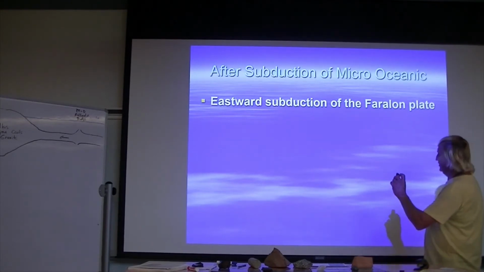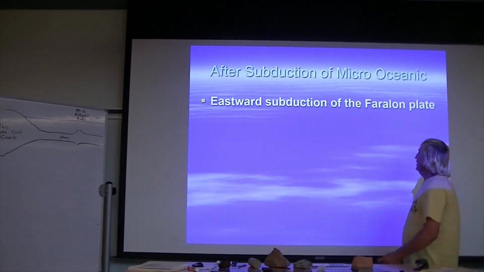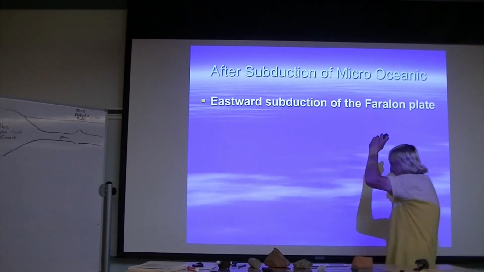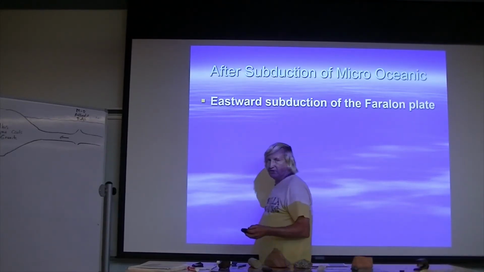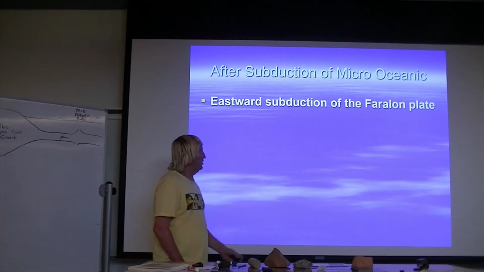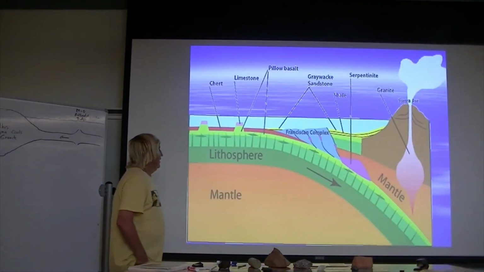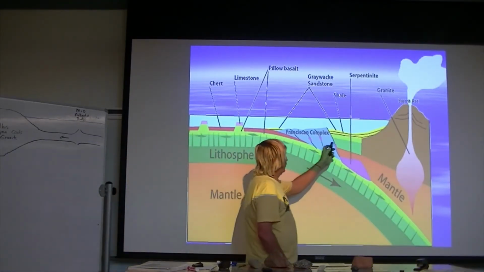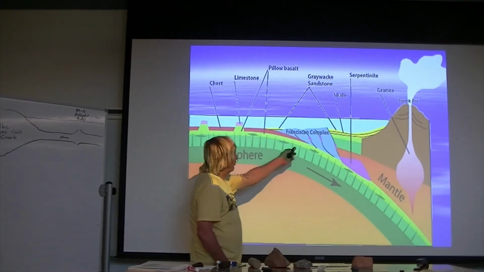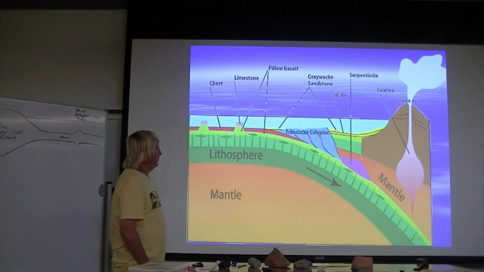So this eastward subduction of the Farallon plate is because, like I said, the Farallon plate was a plate that consisted of a whole bunch of different plates. Some continental material, some oceanic material. And included within is all the material that's being eroded off of the North American continent.